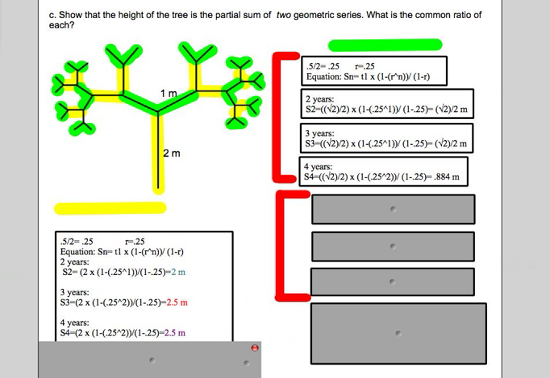The 4th year is different. There are now 2 green branches instead of 1, which means that n is now 2. This equals 0.884 meters.